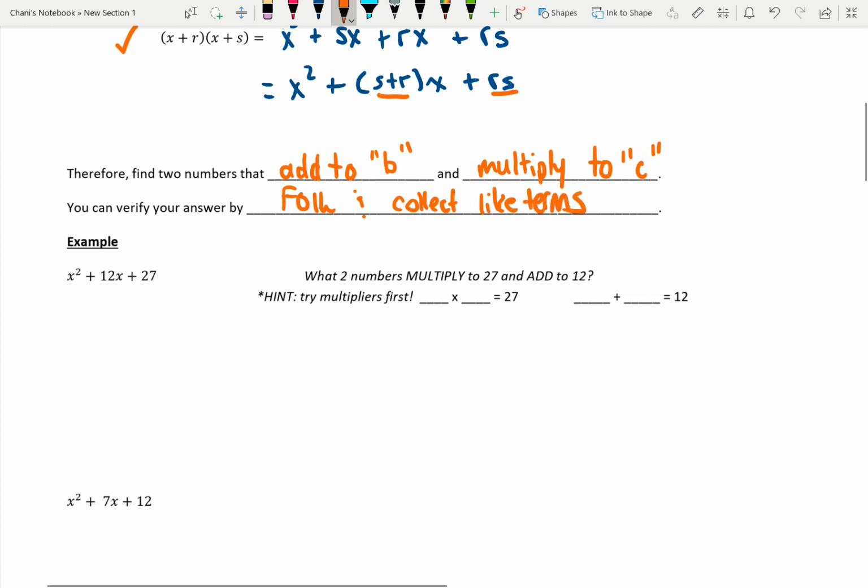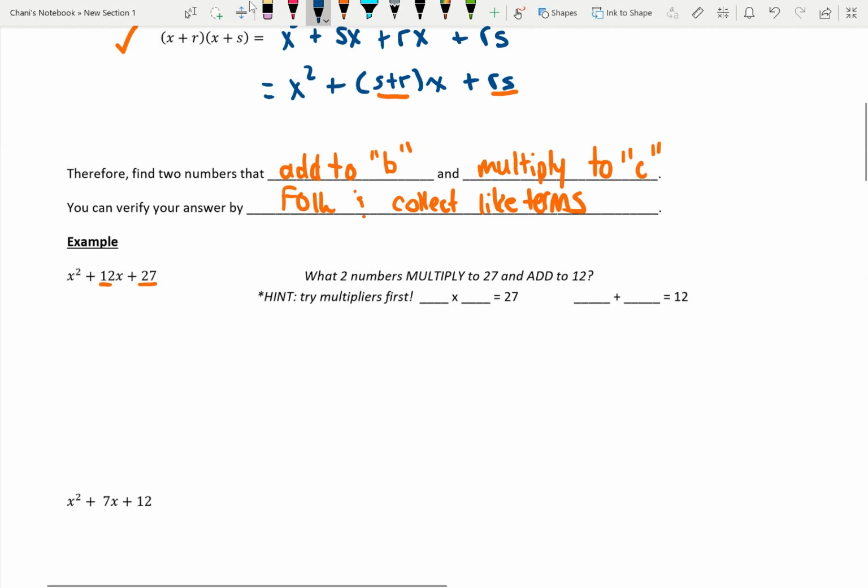So we're going to use this fact now to go in the other direction, where we're given the trinomial and we need to come up with the two binomials. So let's look at the numbers here. Our b value is 12 and our c value is 27. So we want to think of two numbers that multiply to 27 and add to 12. If we can do that, then we will be able to factor. So they have to be the same two numbers.